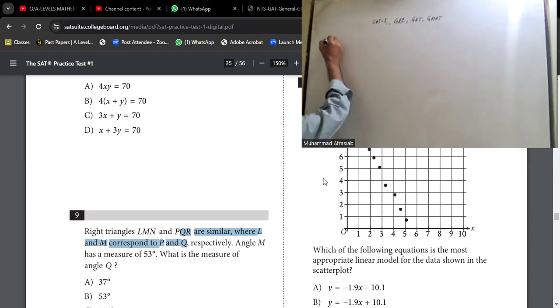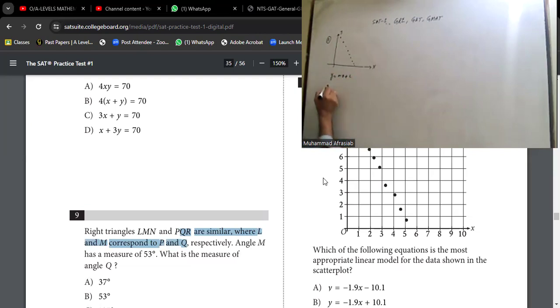So it is question number 11, where this one is x, this one is y, and they have shown the graph like this. Before we start the solution, we should know that a linear equation is in the form of y is equal to mx plus c.